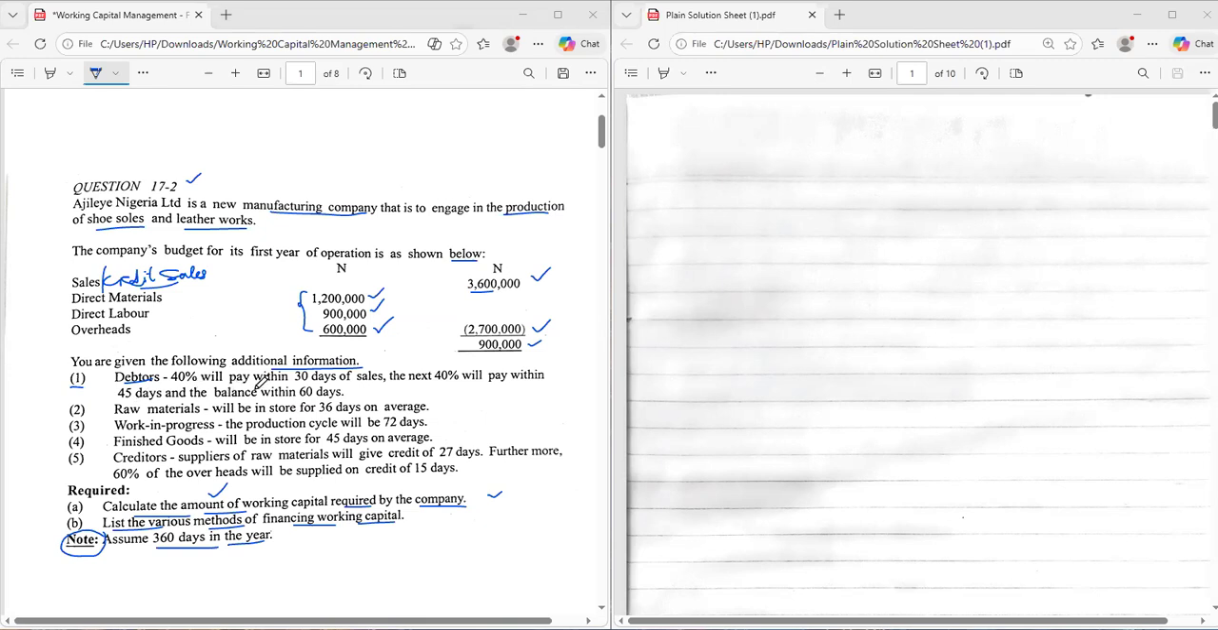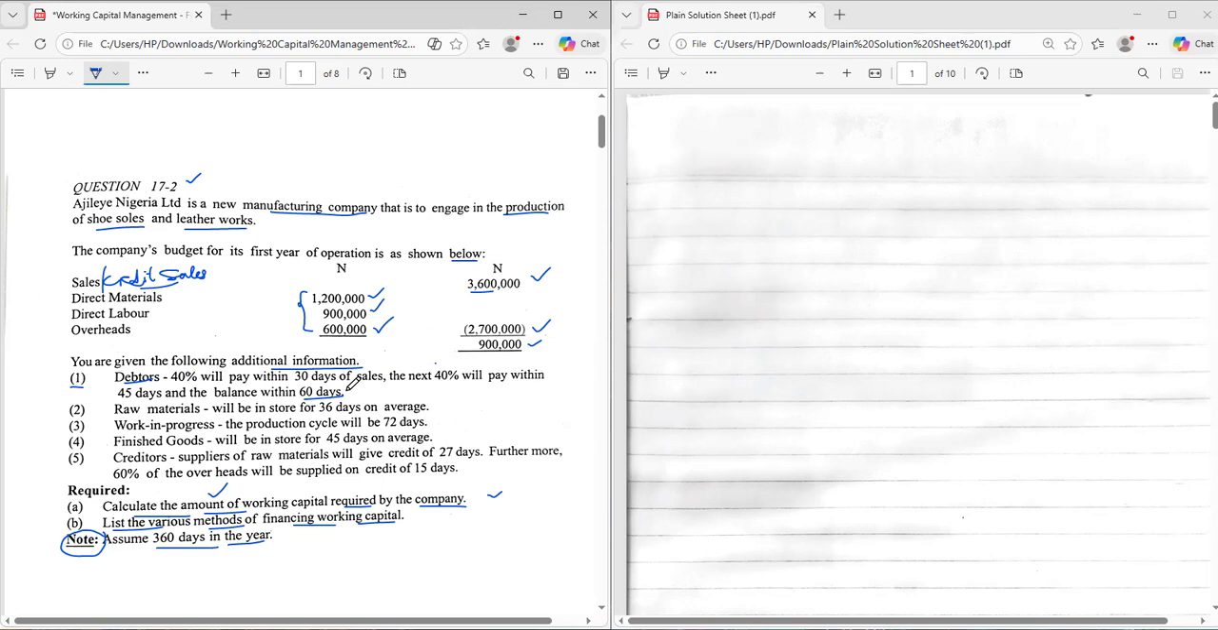Why the balance? What is the balance? 40%, 40%. Now the balance is 60%. So the balance of, okay, the balance should be 20%, 40, 40, 80. So the balance of 20% will be paid within what? 60 days. Very, very simple. I'll tell you what to do with regards to that. When you calculate for that, you will now know how much your actual debtors would be.